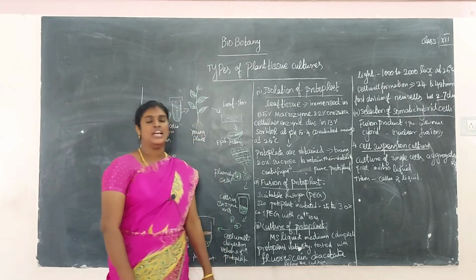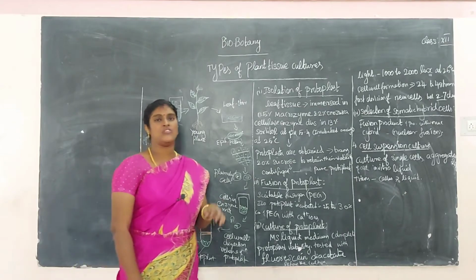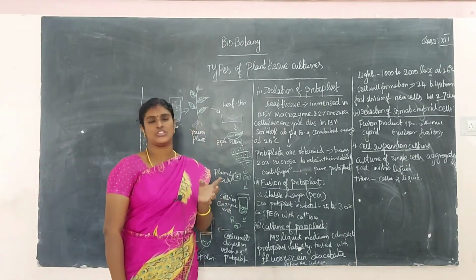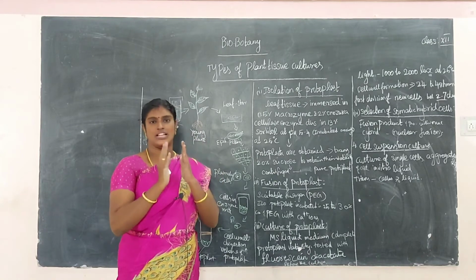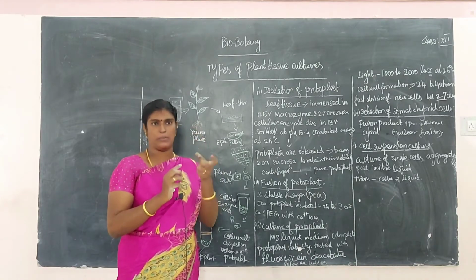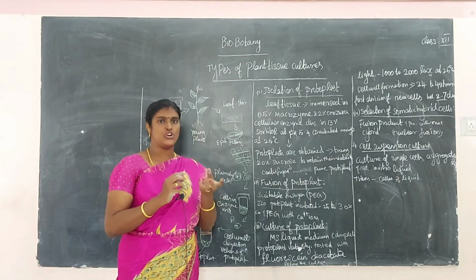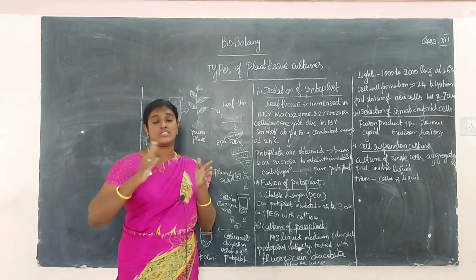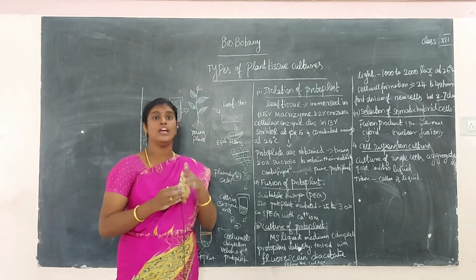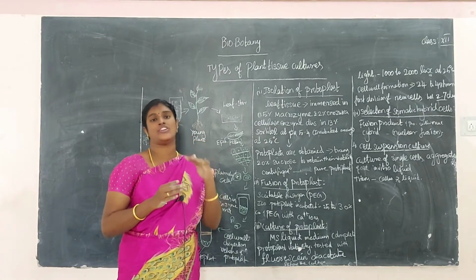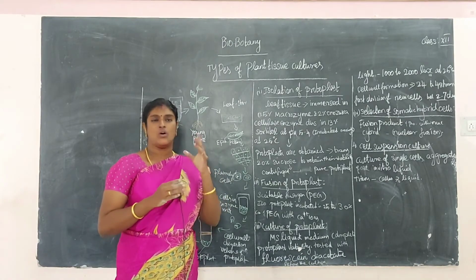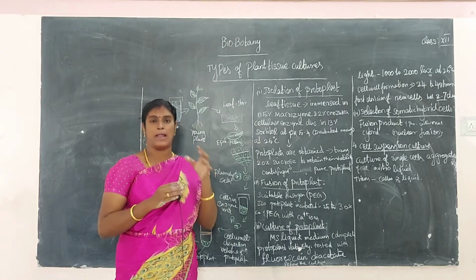Good morning students. Last class we saw the techniques involved in plant tissue culture. What is the meaning of plant tissue culture? Plant tissue culture means growing plant protoplasm, cells, tissues or organs away from the natural or normal environment, only under controlled conditions. What techniques are mainly used in plant tissue culture?